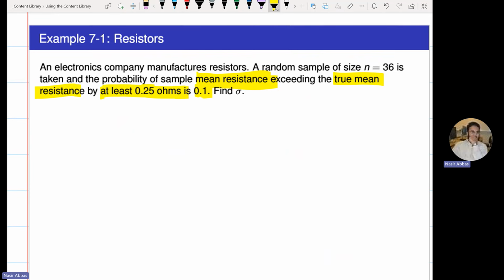Very complex statement. What is given? Reading the statement and translating it into notation: probability of sample mean resistance exceeding the true mean resistance by how much? By at least 0.25. This probability is equal to 0.1.